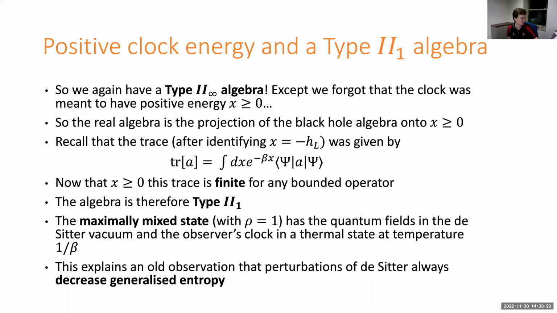So this explains an old observation from people 20 years ago or so, that if you perturb de Sitter space in any way, you always end up decreasing generalized entropy. Whatever you try to do, you can try to increase the entropy of the quantum fields, but that makes the area smaller. You can try to increase the area by putting negative energy in there, but that makes the entropy smaller. Whatever you do, you always end up decreasing the generalized entropy. The reason is that it's a type II_1 algebra, and empty de Sitter space is already maximally mixed. So whatever you put in there is making it have smaller entropy.